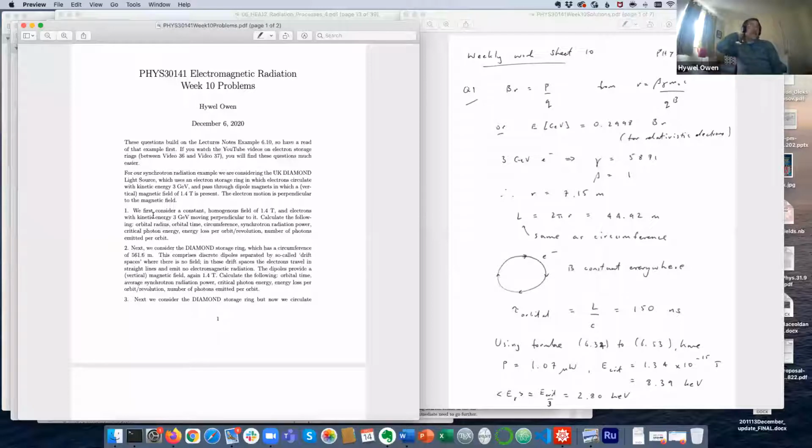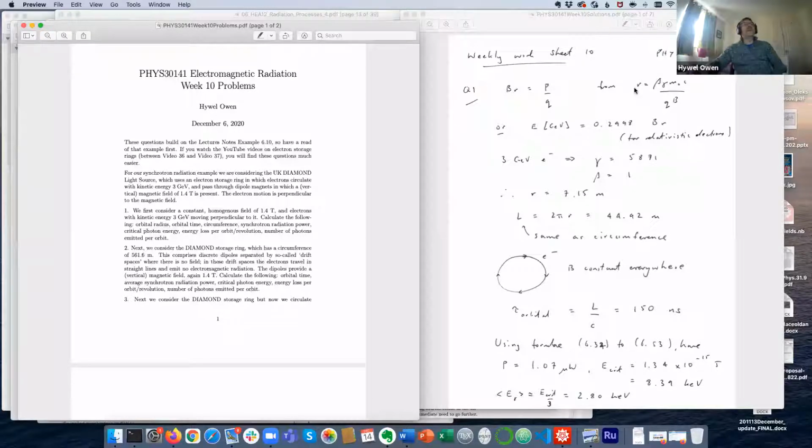Now let's look at the answers. One of our key equations, this right-hand equation, we can obtain by balancing the centripetal and magnetic forces and taking account of the relativistic nature of the electrons. We can calculate the radius of curvature r in terms of the beta and gamma factors of our electron. Remember that at 3 GeV, the gamma factor is many thousands.